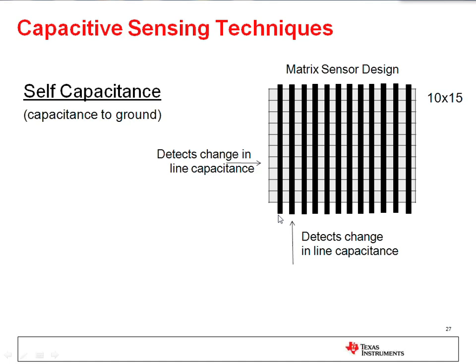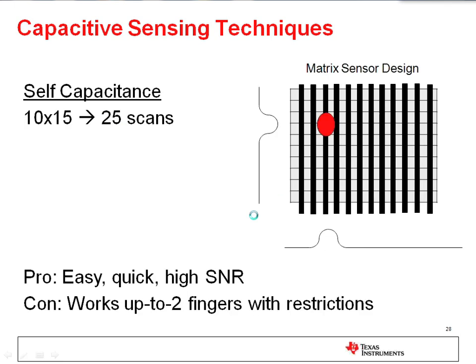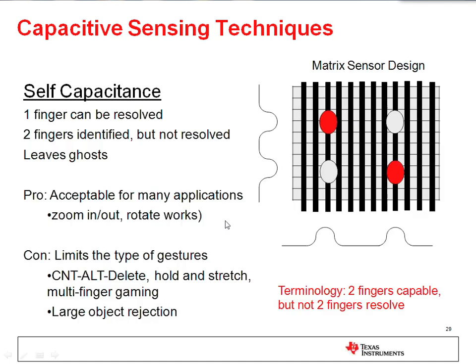Initial touch points. So you may detect that a touch occurred in this region or this region, but you don't know exactly where it is. That is where mutual capacitance comes in. With just self-capacitance, we would do 1 scan per line, and that would be 25 scans. It's very easy, quick, has a high signal-to-noise ratio, and works with up to 2 fingers only, because when you get more than 2 fingers, you won't know exactly if you're ghosting or not.